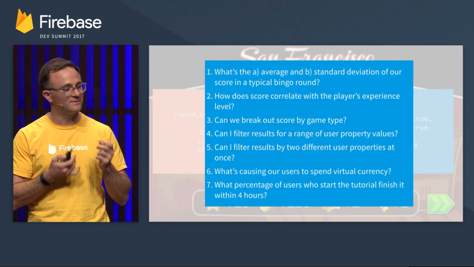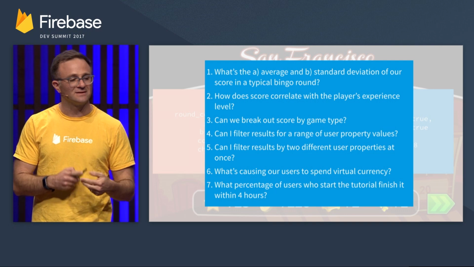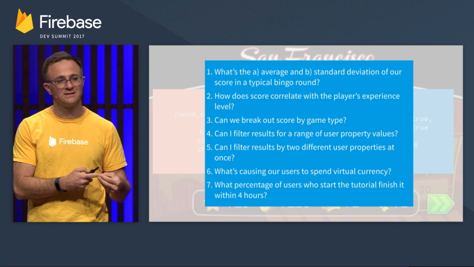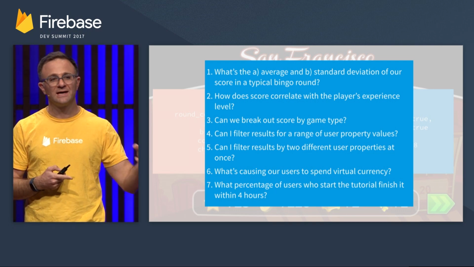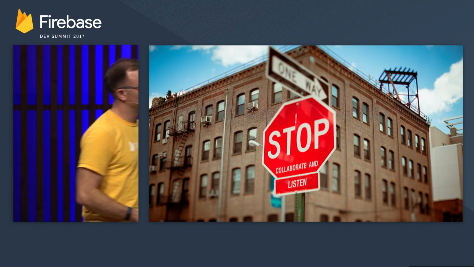So with this in mind, there are a number of questions that I want to get answered that I can't necessarily get answered from the Firebase console. And so let's take a look at how we can use BigQuery to maybe answer some of these. I'm going to start with this first one, which is what is the average and the standard deviation of our score in a typical bingo round? Basically, how can we get at some more data about an event parameter? So with that, I'm going to jump over to the demo.